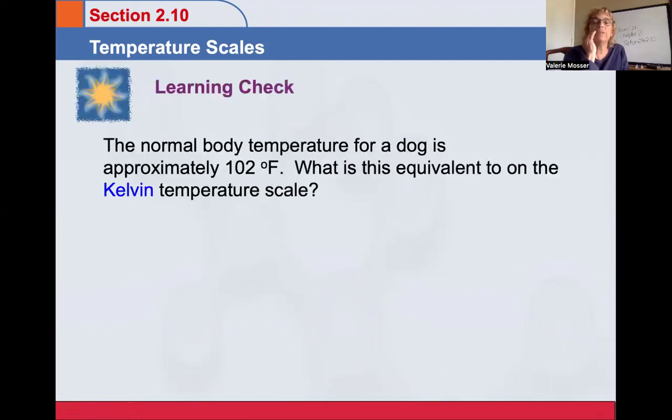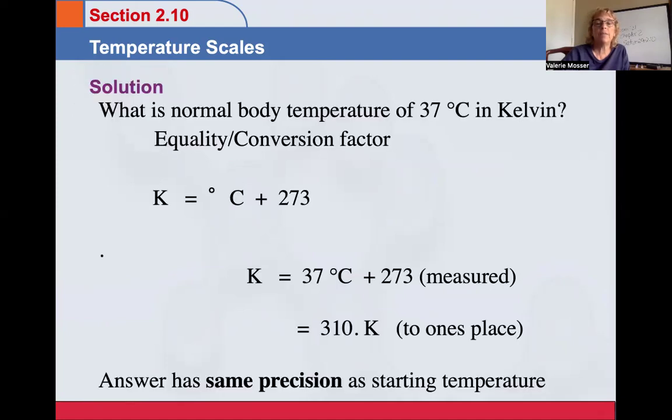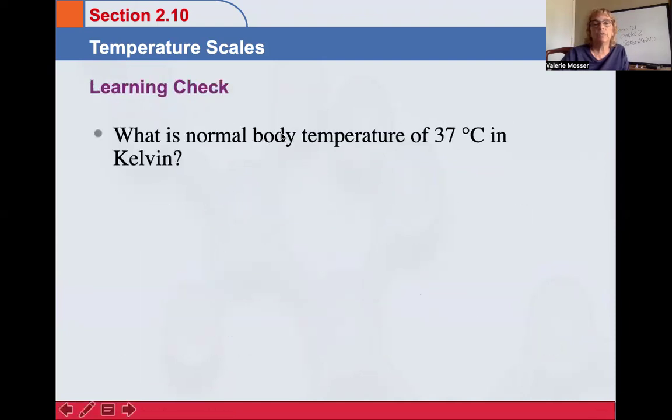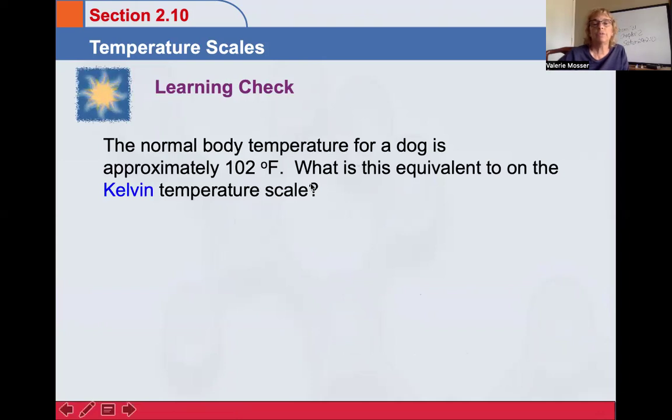What about when we convert 102 degrees Fahrenheit to the Kelvin temperature scale? Well, there is no way to go directly from Fahrenheit to Kelvin. We have to go from Fahrenheit to Celsius, then Celsius to Kelvin. So first go Fahrenheit to Celsius, and then Celsius to Kelvin. So this is going to be a two-step problem. So take the Fahrenheit temperature and convert it to Celsius, and then Celsius to Kelvin. And then we'll look at the sig figs.